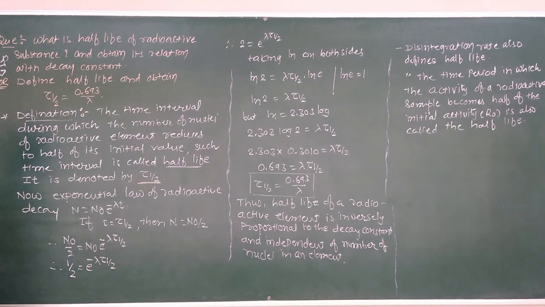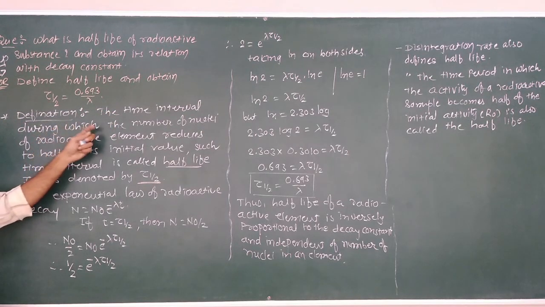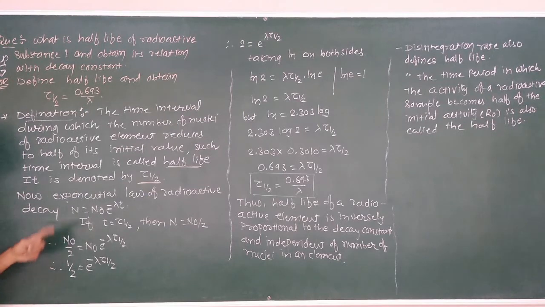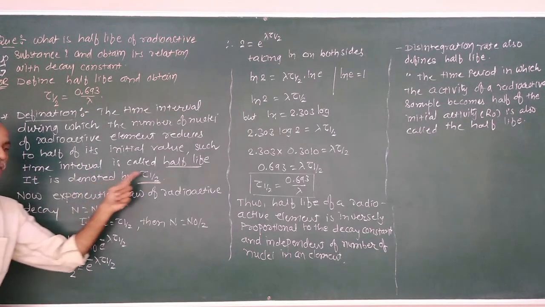Okay, so that is the definition of half-life. Again we repeat it. The time interval during which the number of nuclei of a radioactive element reduces to half of its initial value is known as the half-life. It is denoted by τ½.